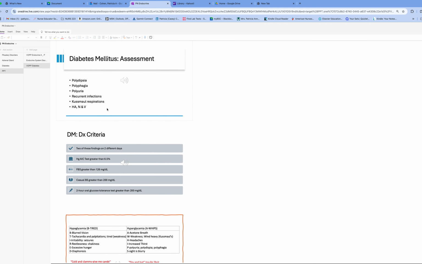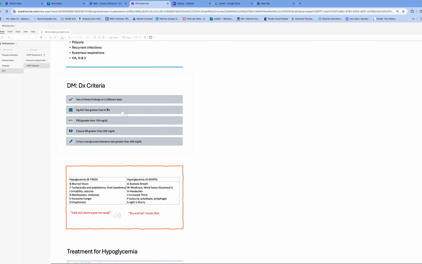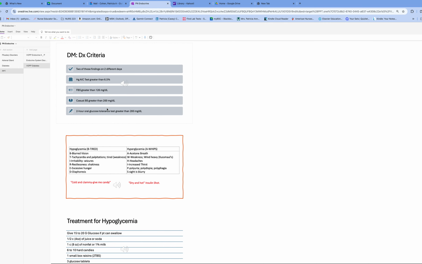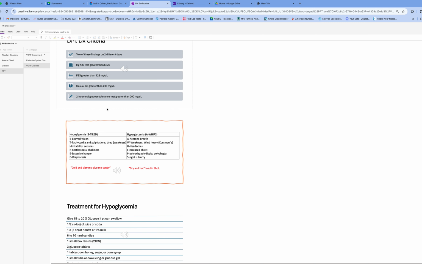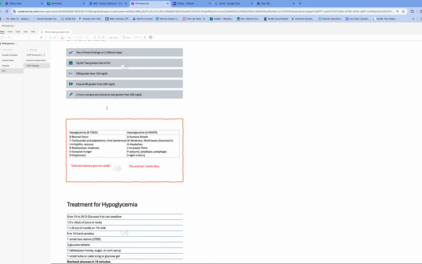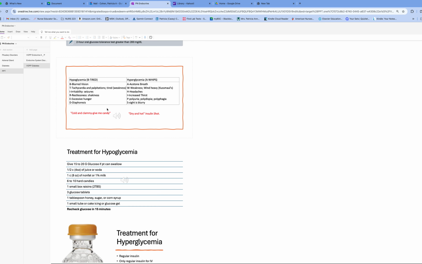So the diagnostic criteria, you have to have 2 of these signs and symptoms on 2 different days, okay? Recall what a casual blood sugar is. That's a blood sugar that's done without regards to meal, and if it's greater than 200, your patient may have diabetes. Review your signs and symptoms of hypoglycemia and hyperglycemia.